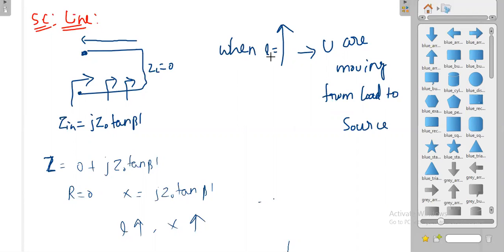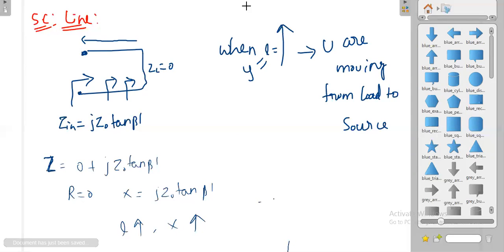Otherwise, instead of L, you can write this as y is equal to L, because instead of y you are substituting L. If you increase y, that means you are increasing L. If you are increasing L, it means what? You are moving, very clearly, from load to source. So when you are moving from load to source, your reactance is increasing. Anyway, your resistance is 0.